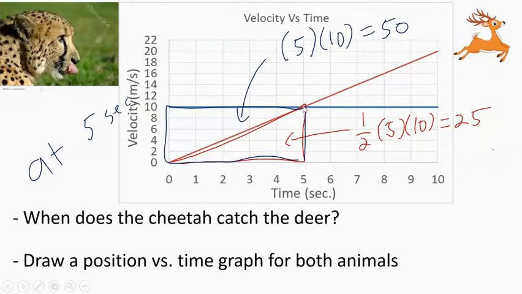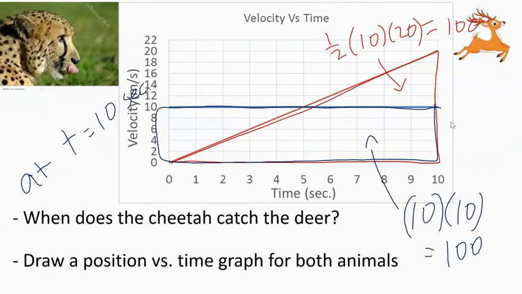So notice that even though they're going the same speed, the deer is exactly twice as far from where it started as the cheetah. Okay, and that's going to be important. Let's go ahead and skip all the way to the end of the graph, right? Because if it turns out that the cheetah has more displacement, then we'll just know that we went too far, and we'll try something in between.